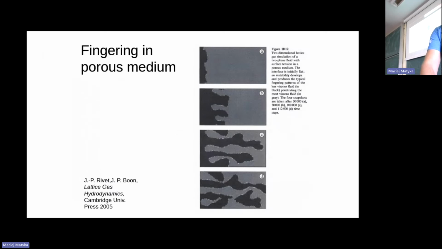Okay, Kelvin-Helmholtz. Fingering is a phenomenon that happens in porous medium. I will take you 5 minutes more because I started 5 minutes after. I hope you are okay with that.